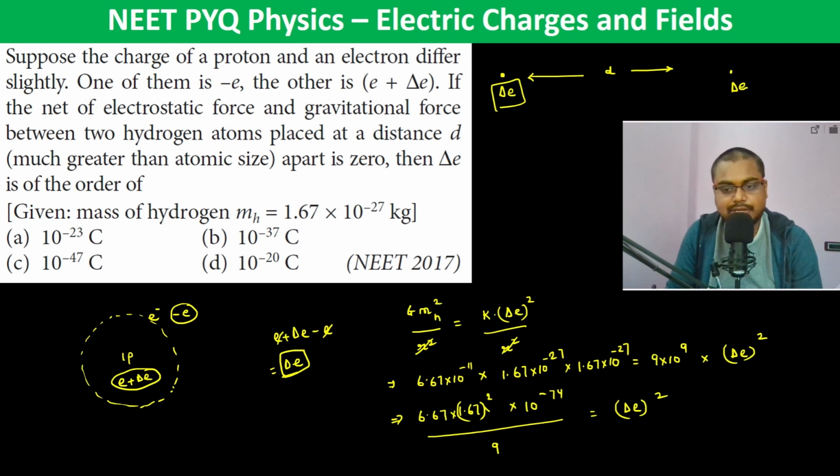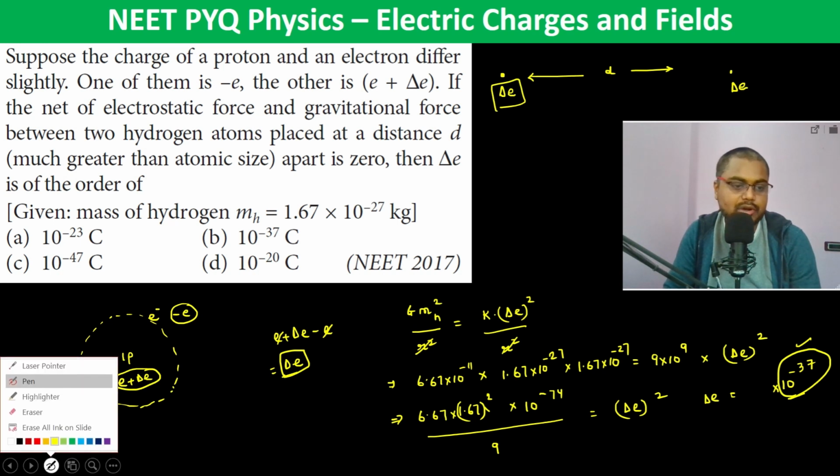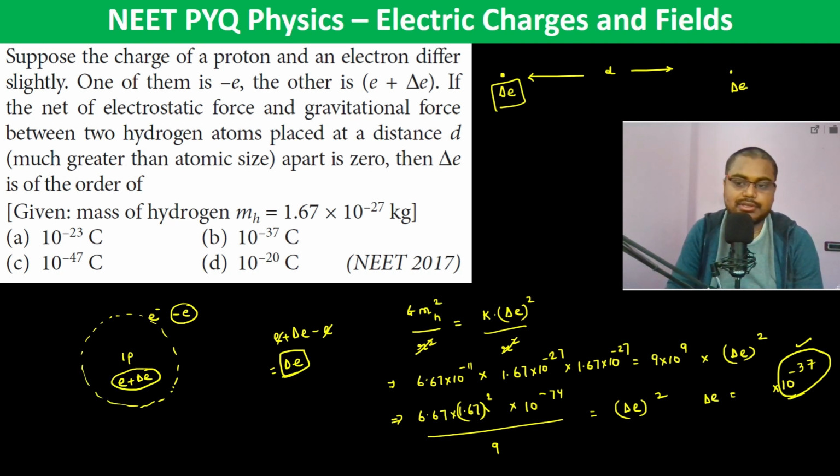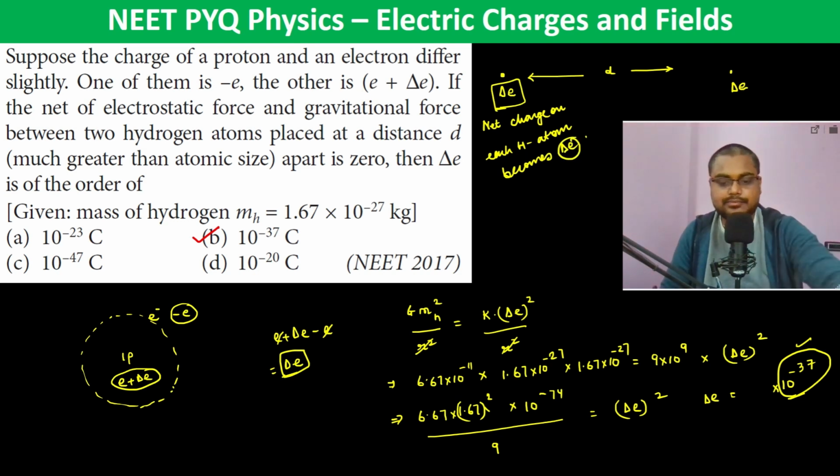So therefore if you see, delta E is going to be the root of it, so taking the root, 10 to the power minus 37 comes here. So it is of the order of 10 to the power minus 37. Okay, we need not calculate the entire thing. And this should also be very clear, the net charge on each hydrogen atom becomes delta E. Thank you.